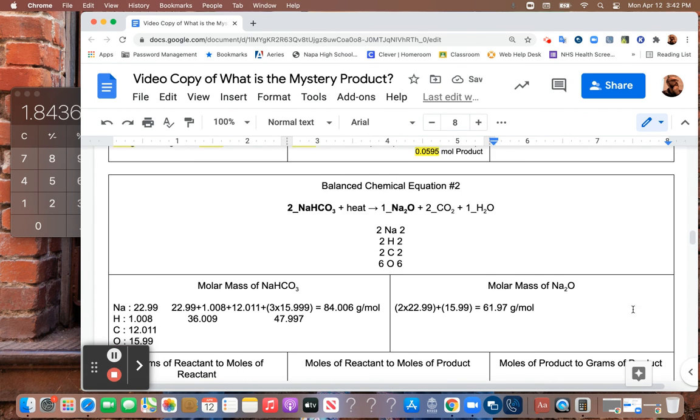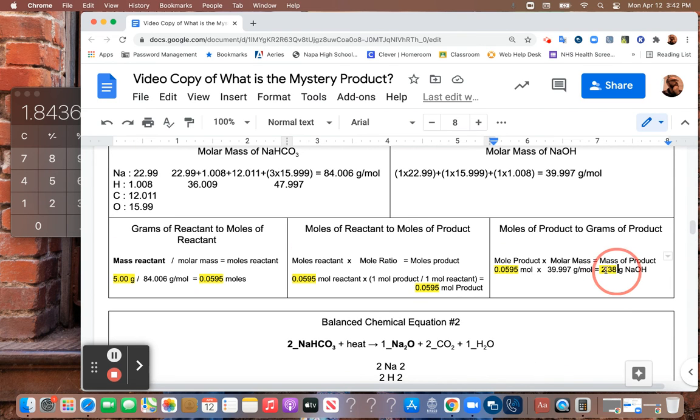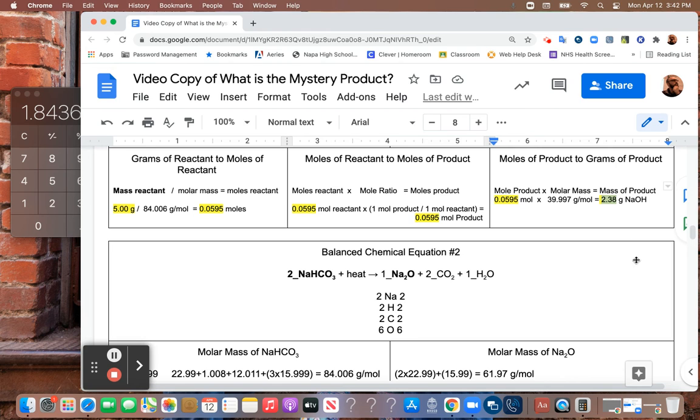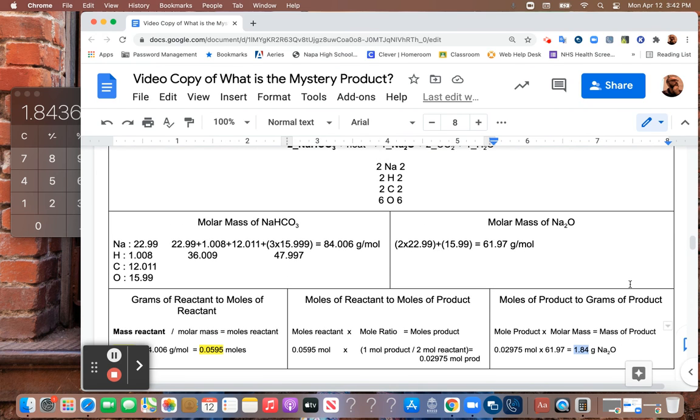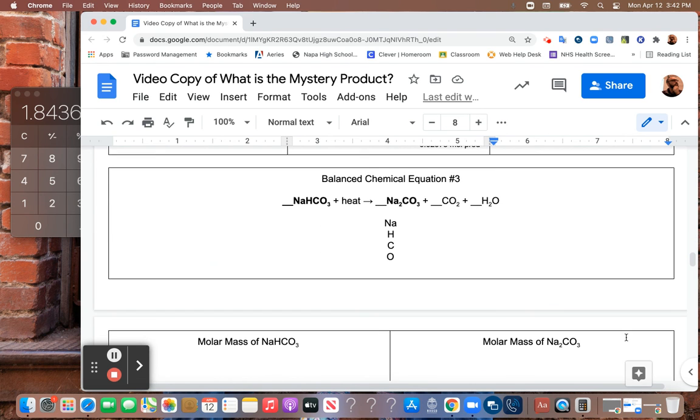So now I could look and say, okay, is my final mass 2.38? No. Okay, so it can't be sodium hydroxide. Is it 1.84 or something really close to it? Yes. Then this is my answer. If no, well, I gotta keep working.